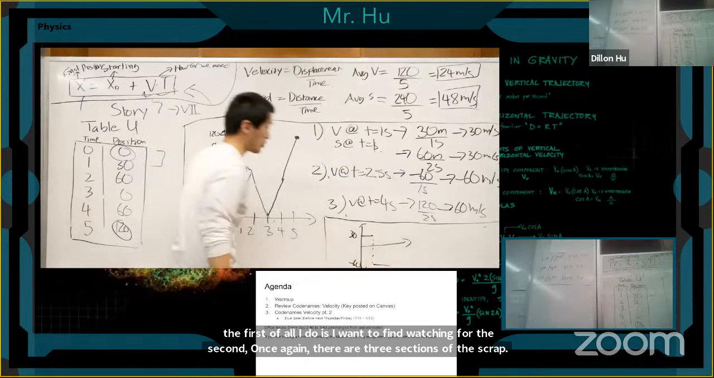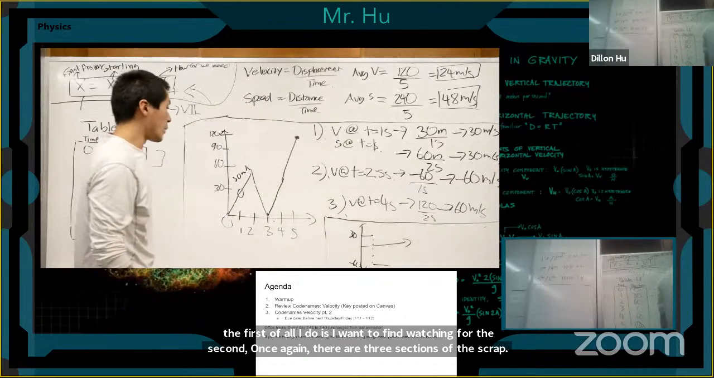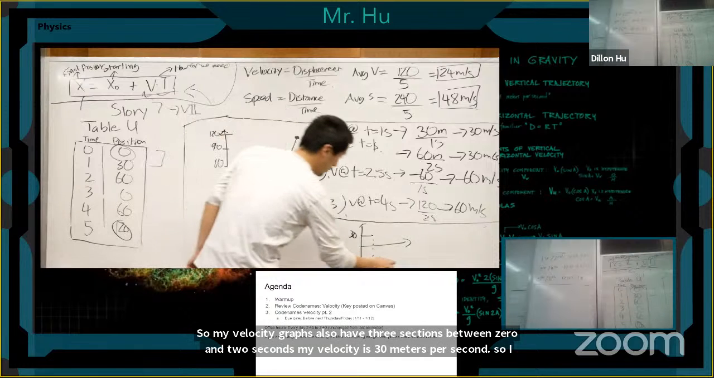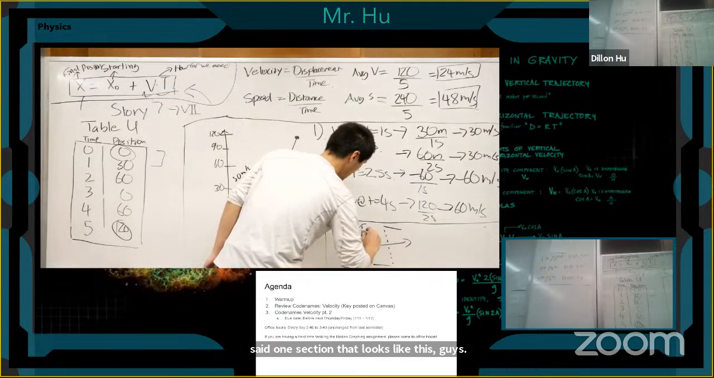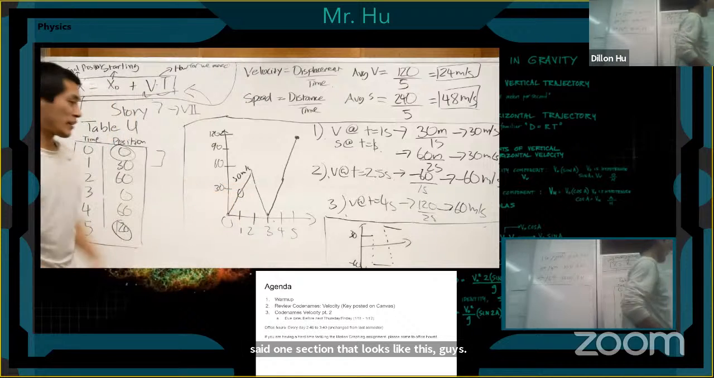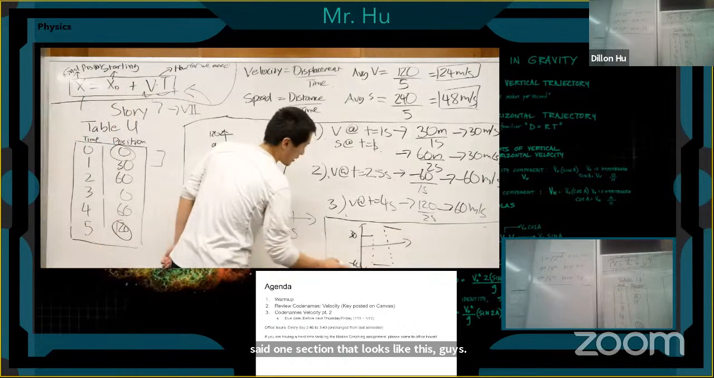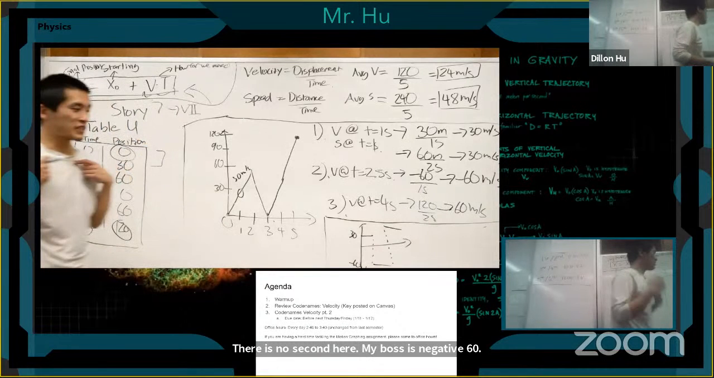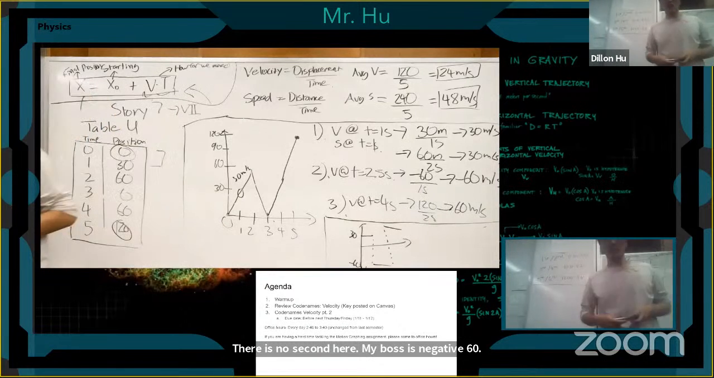Note that these are not connected. Draw a little dotted line to show they're not connected. This section only takes 1 second. And then last but not least, you have a last section which is positive 60. So your velocity graph, as you can see here, should have 3 sections. Within each section, it's a horizontal line because your velocity is constant. And these are not continued because your velocity jumps.